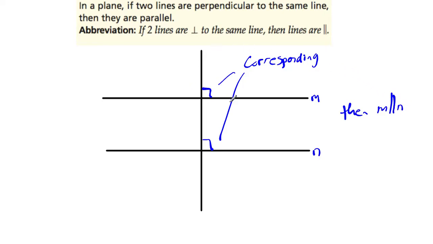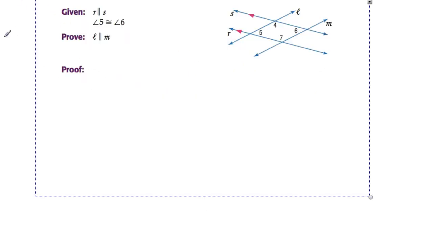This is just an extension of that idea in saying that, well, if they're both perpendicular, again, they both have the same measure of 90 degrees, then these lines are going to be parallel, which is a really cool fact, and that's going to help us out later on.